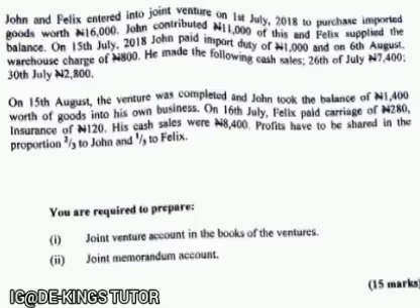On 15th August, the venture was completed and John took the balance of 1,400 naira worth of goods into his own business. On 16th July, Felix paid carriage of 280 naira, insurance of 120 naira. His cash sales were 8,400 naira. Profit has to be shared in the proportion 2/3 to John and 1/3 to Felix. You are required to prepare the first one, a joint venture account in the books of the ventures, and the second one, the joint memorandum account.